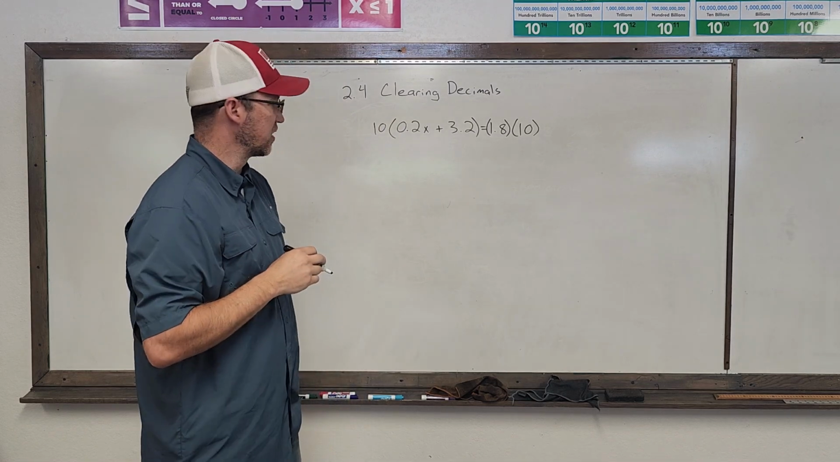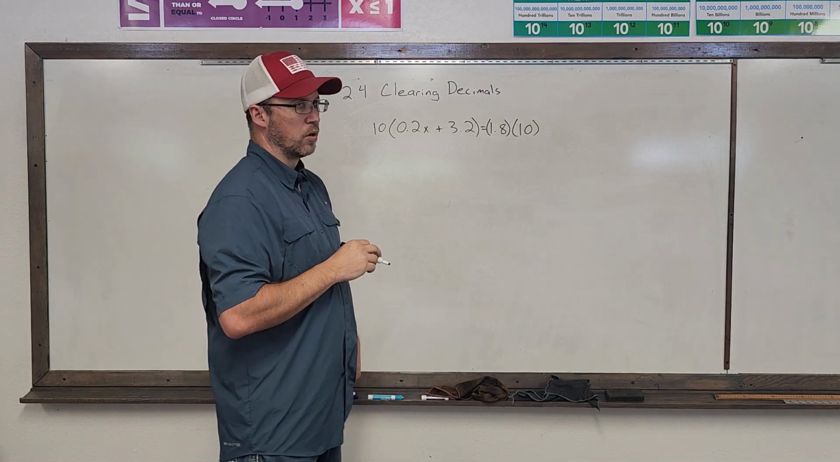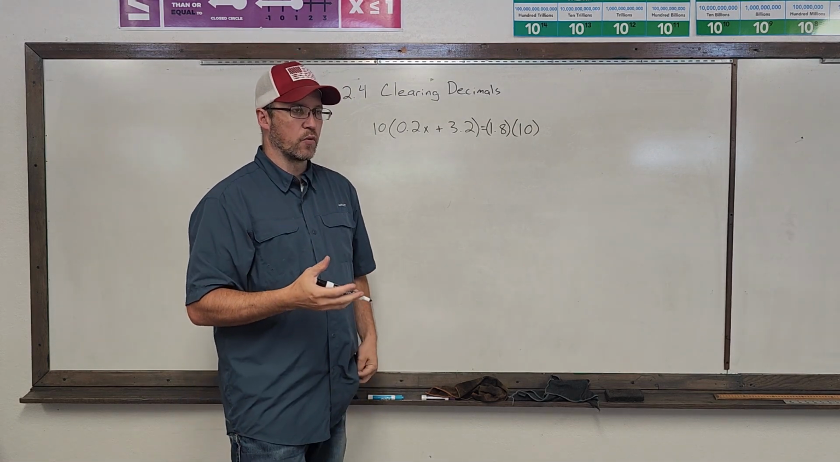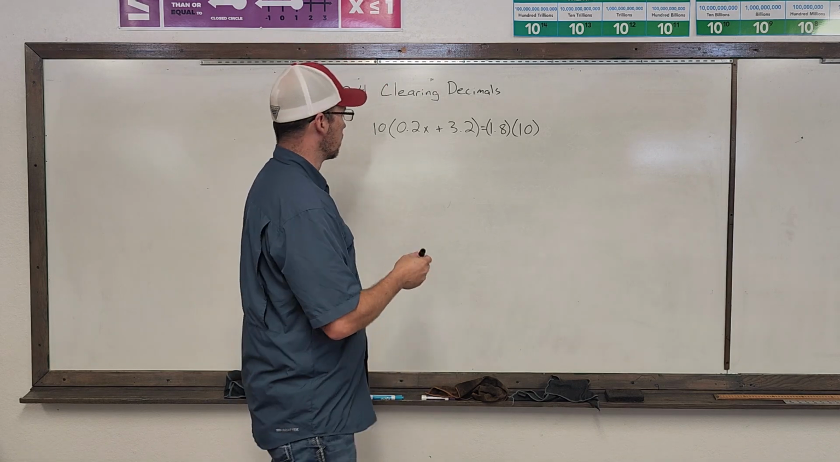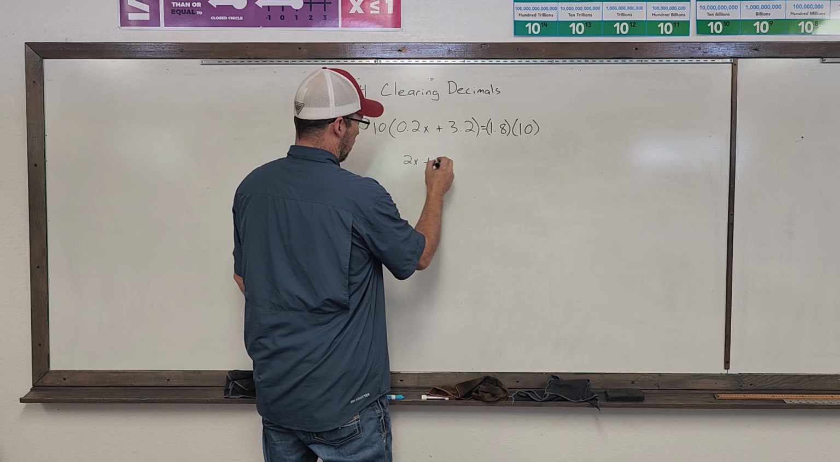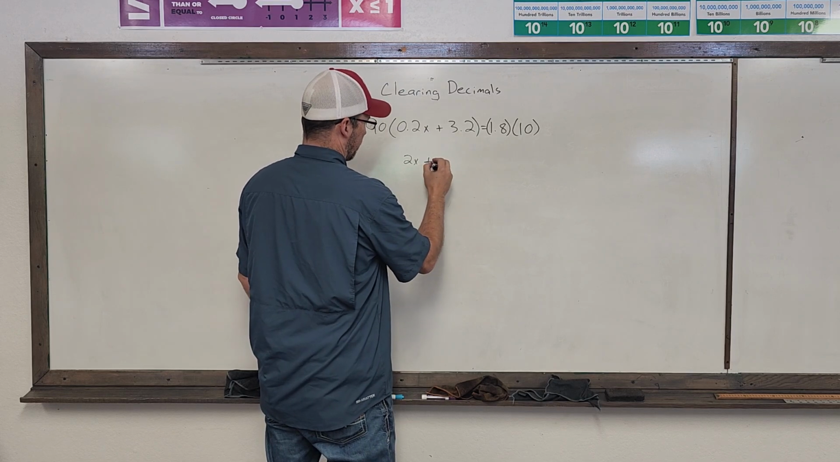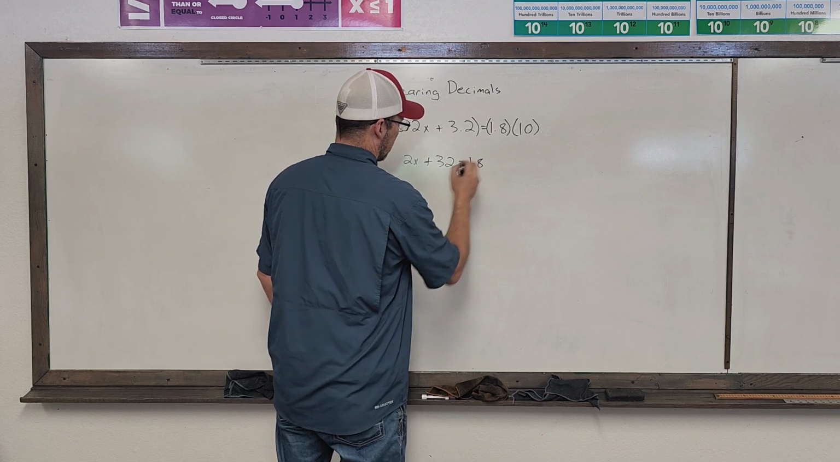All right, so if I multiply this side by 10, I need to multiply this side by 10. I could take the time to literally multiply 10 times 0.2, or I could understand that when I multiply by 10, all I'm doing is moving the decimal place 1 to the right. So when I move that 1 to the right, I'm going to get 2x. Move it 1 to the right, I'm going to get plus 32 equals, move it 1 to the right, 18.